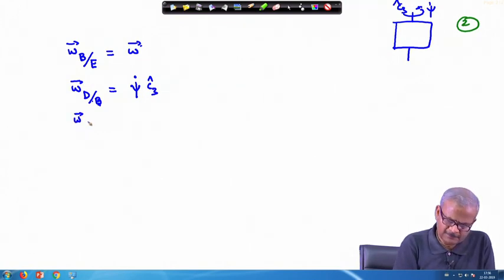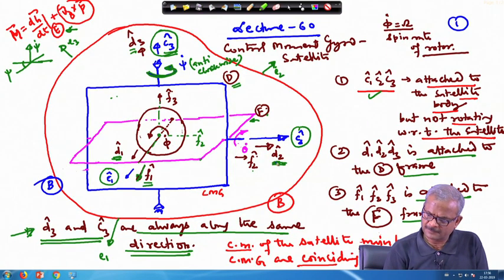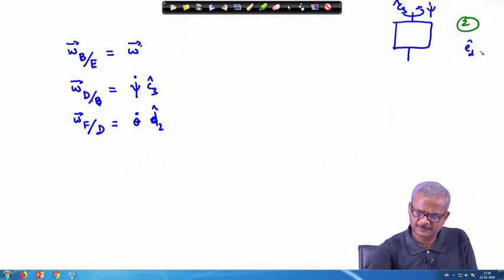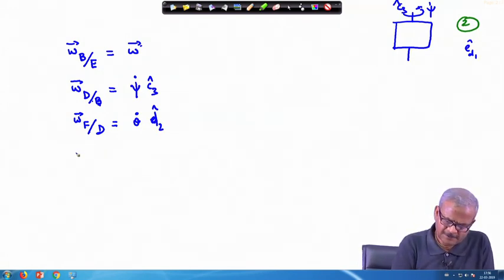Okay. Thereafter, the angular velocity of the f frame with respect to the d frame, that will be theta dot times d 2 cap, which I have shown here. Theta dot here is in this direction, multiplied by the corresponding unit vector. So, I am not using this notation e d cap and something like that, because again we have to carry so many subscripts and other things.